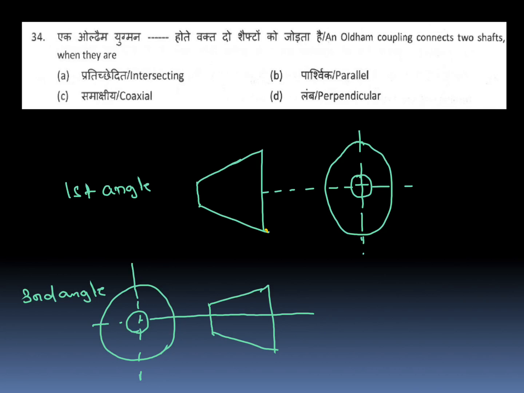An Oldham coupling connects two shafts when they are: Oldham coupling, double slider crank, return mechanism, third inversion of double slider crank, double slider mechanism. Then in this question, Oldham coupling connects two shafts when they are parallel. B is your answer.